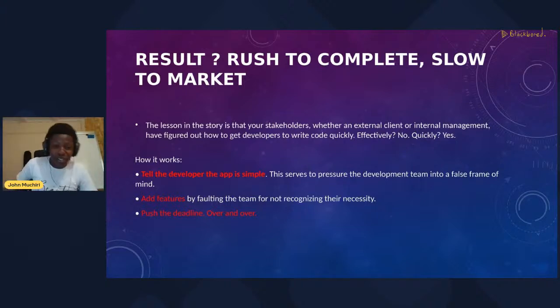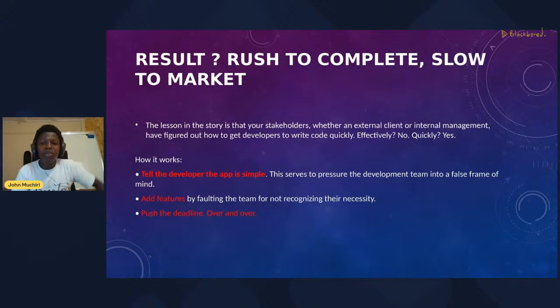So we have: rush to complete, slow to market. I know this is something which, if you have worked in the software field for quite some time, sometimes we are so rushed to complete a project, but now it takes more time for it to get to the market. Why? Because sometimes maybe you overlook some things, the code is buggy, and when it goes to production or when it goes to the market, then there's back and forth every time because we were rushed to make these decisions.